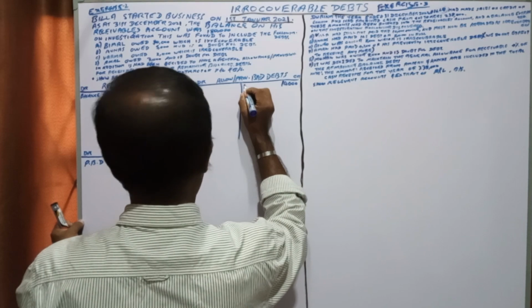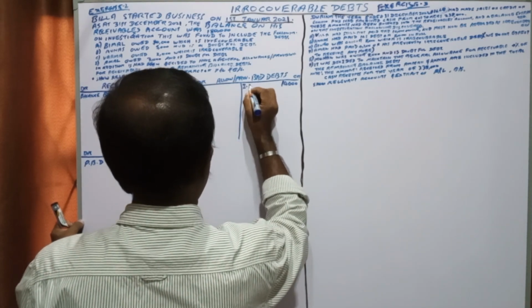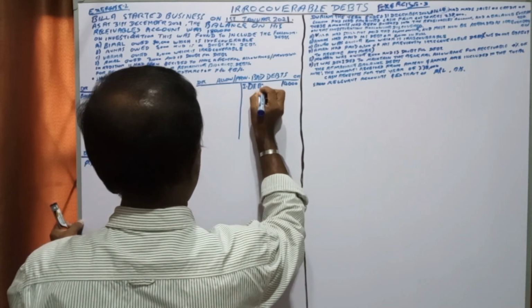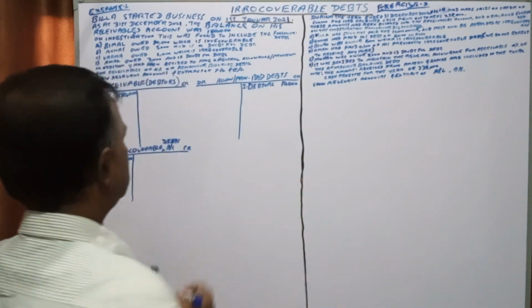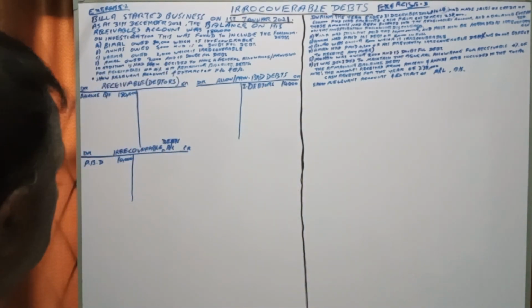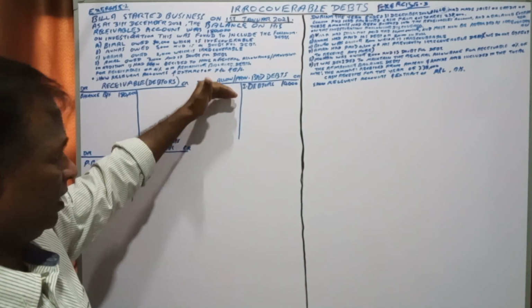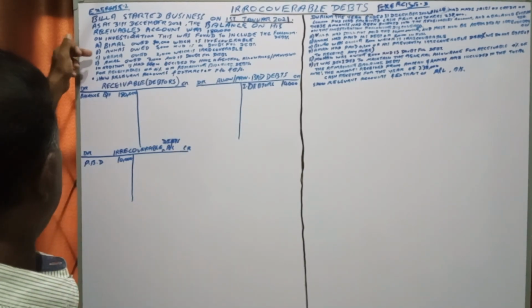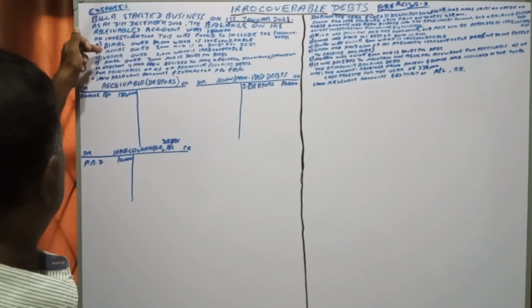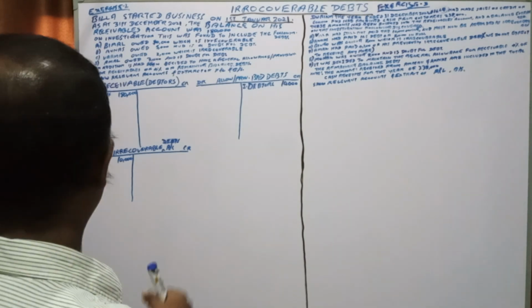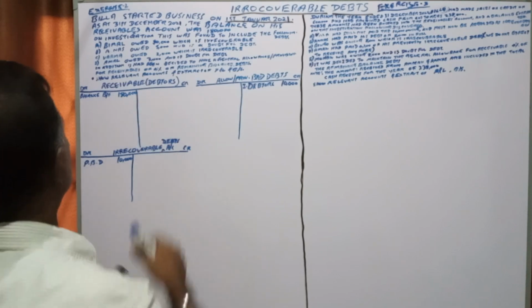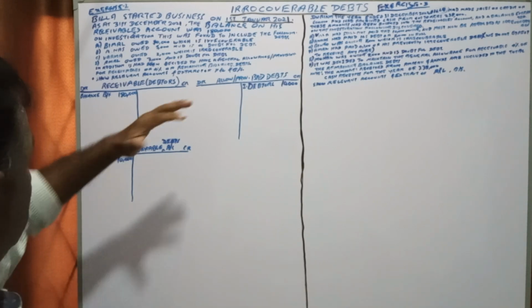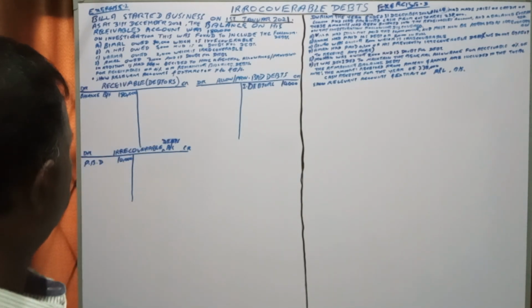Irrecoverable bad debt account. That is 10,000. So for A, we have finished the double entry. For B, Anas owed 5,000 and is a doubtful debt.